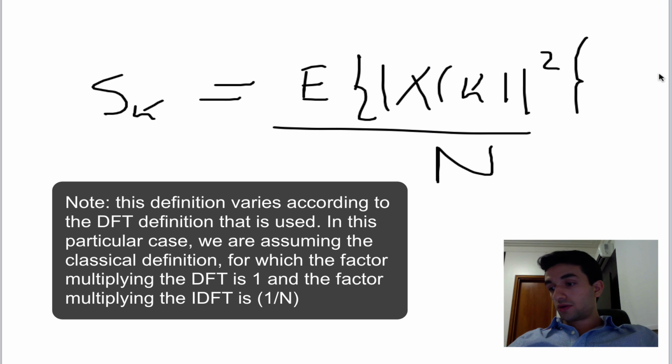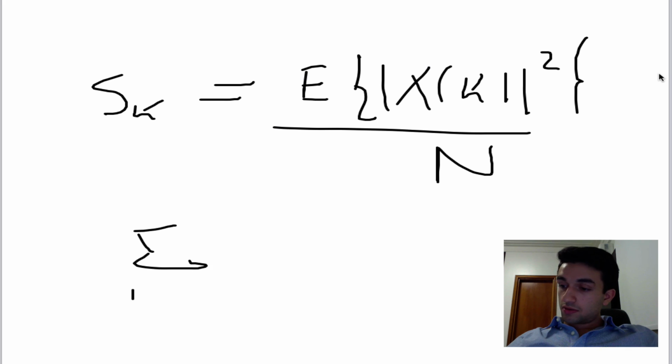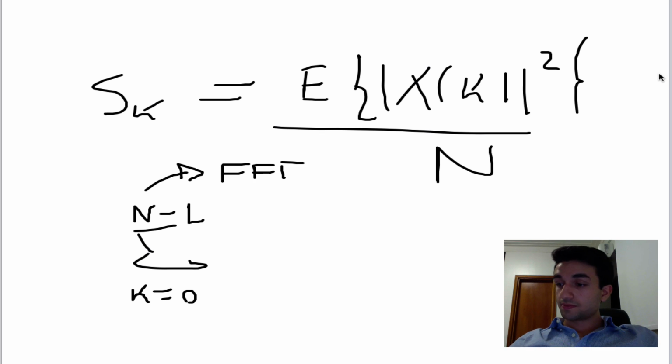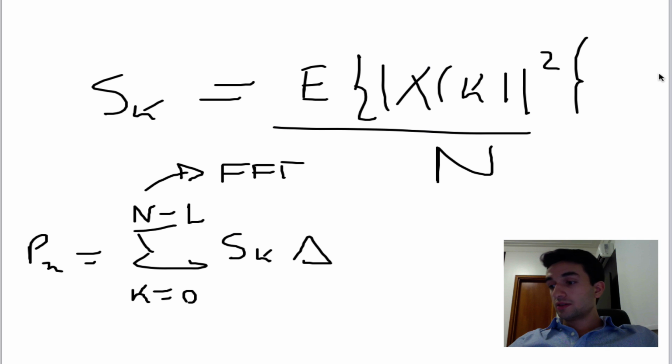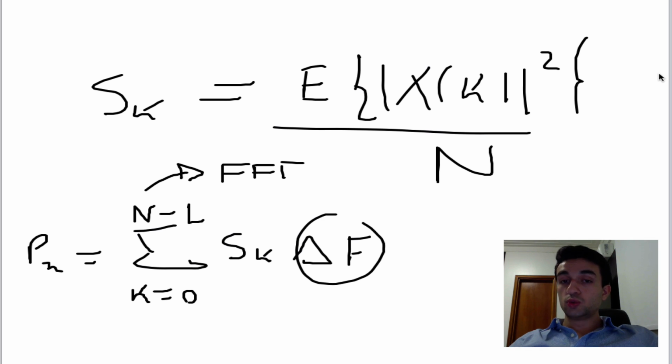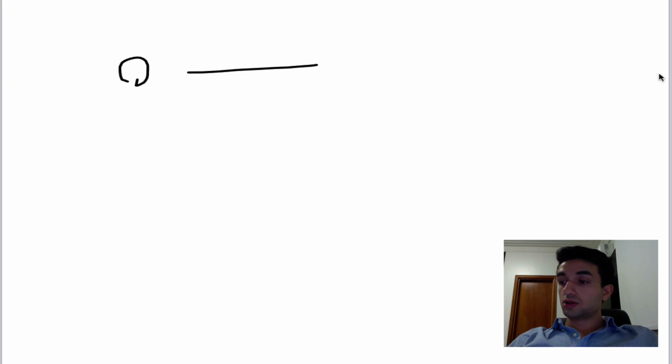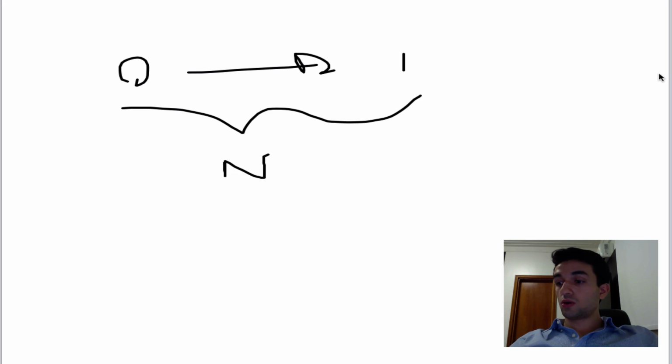And the total power is going to be equal, from k equals 0 to k equals N minus 1, where capital N is the size of the FFT, to the summation of the PSD estimator times delta capital F. This is the distance between two digital frequency points from the FFT. Remember, the digital frequency goes from 0 to 1. The FFT divides this interval into N spaces, so delta capital F is equal to 1 over N.